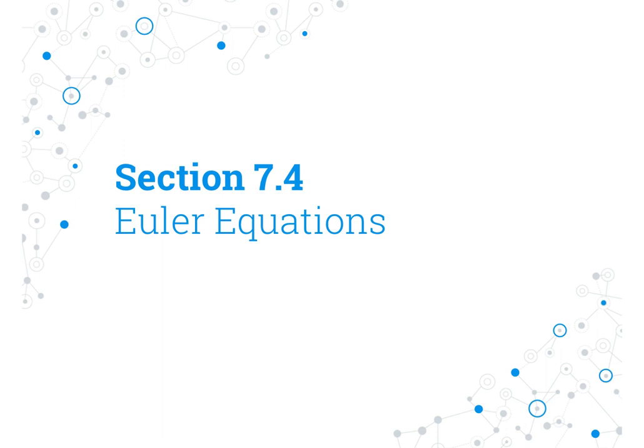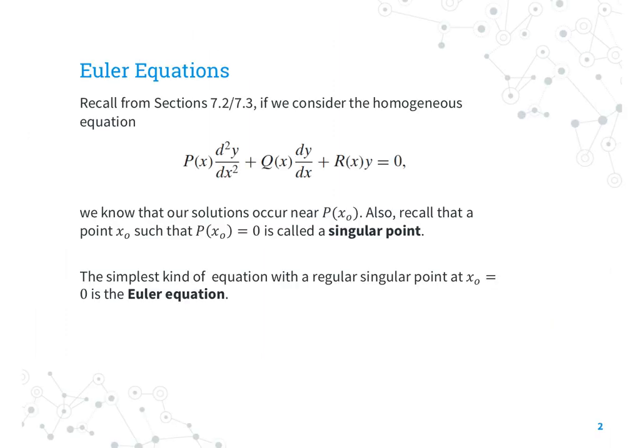In section 7.4, we're going to talk about Euler equations. If we recall from our series solutions in 7.2 and 7.3, if we consider the homogeneous equation where we have a function of x in front of the second derivative, another function of x in front of the first derivative, and a third function of x in front of y, we know that our solutions can occur near x naught. Also, I want you to recall that a point x naught such that P of x naught equals 0 is singular. We call that a singular point.